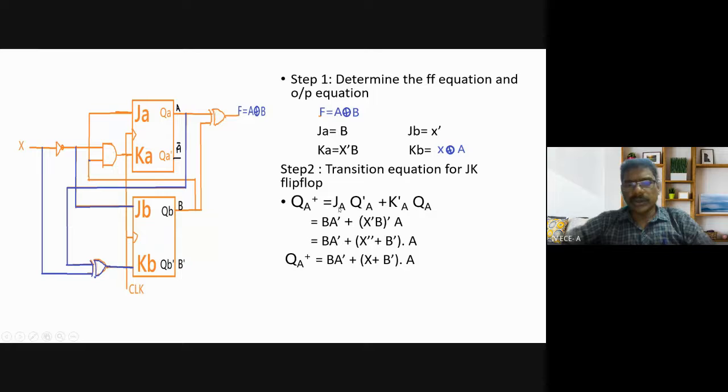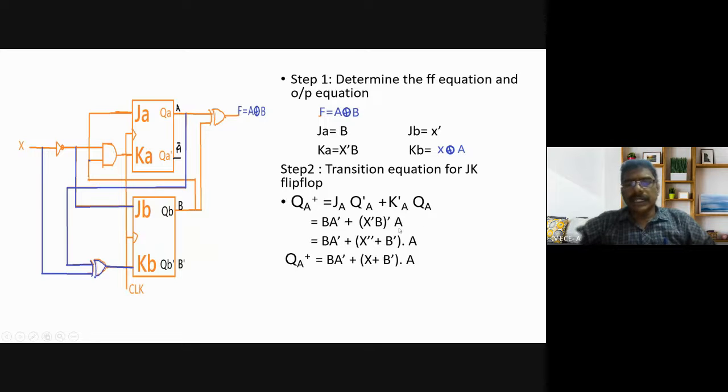JA means B and QA dash. QA dash means A dash and QA means A. Plus KA dash. We know KA is x dash B, and we need KA dash, so I have put one inverter here: x dash B whole bar. QA means A.